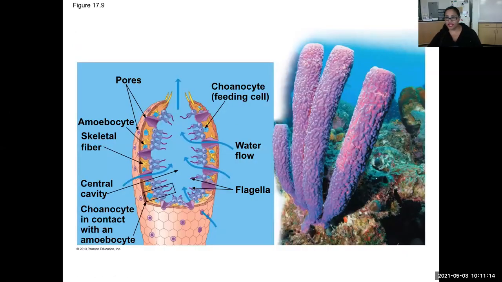So up close, that's what a sponge looks like. And then in their cells, what you can't see unless you look at it under a microscope are little feeding pores. And they're kind of open for water to flow in and out, and they just kind of catch the food.